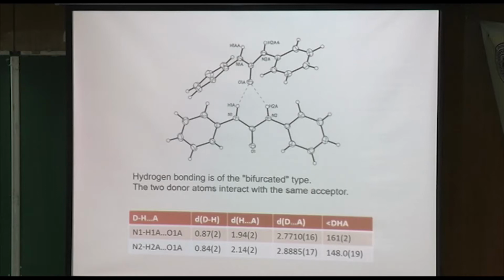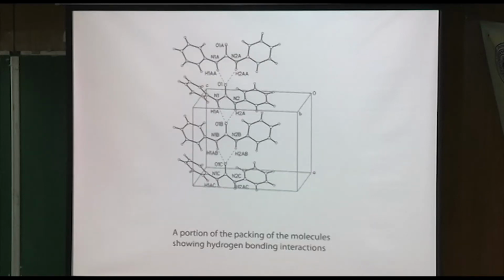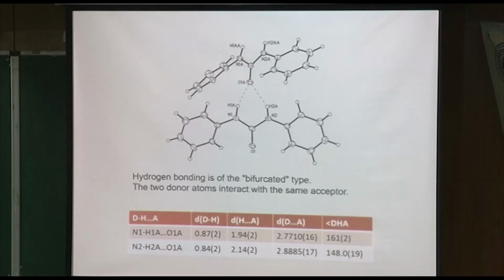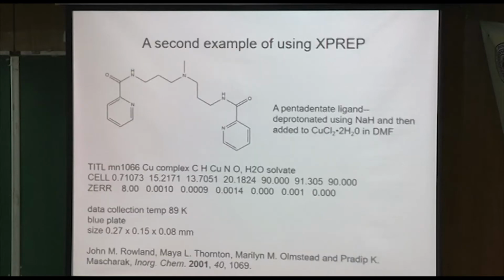But then to see the real beauty of this, you need the extended structure. And look at the packing. It just goes on and on and on. All of these drawings were done with XP. And those are 50% thermal ellipsoids, except for the hydrogens, which I usually just draw as simple circles, because those are always isotropic.